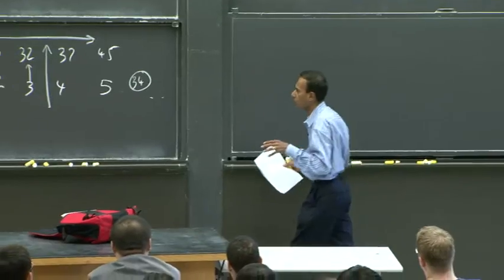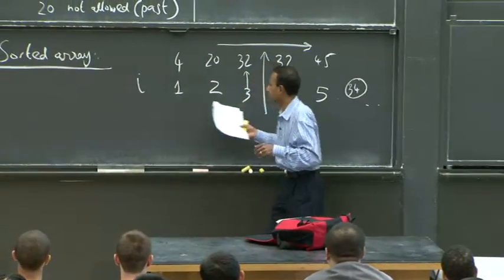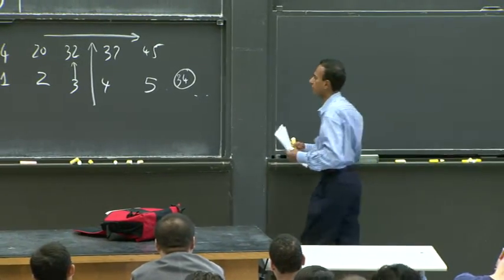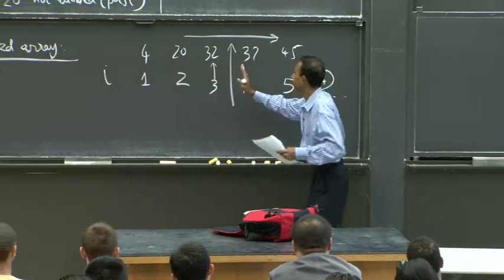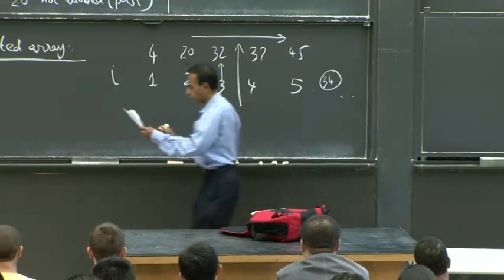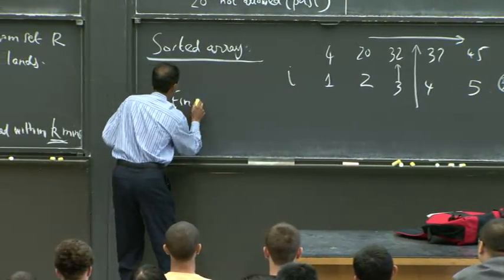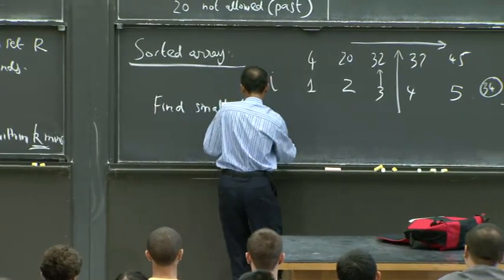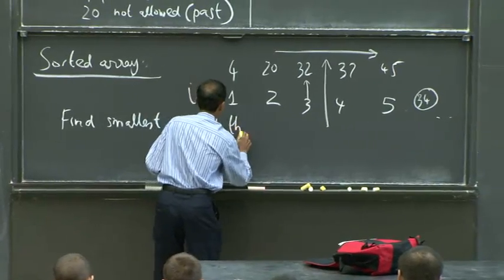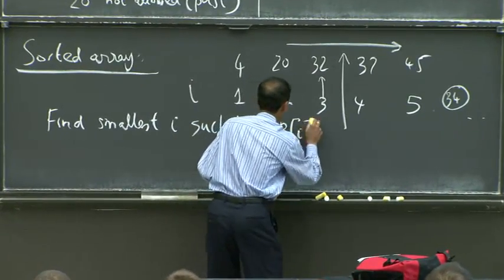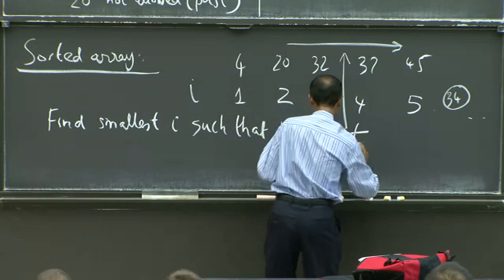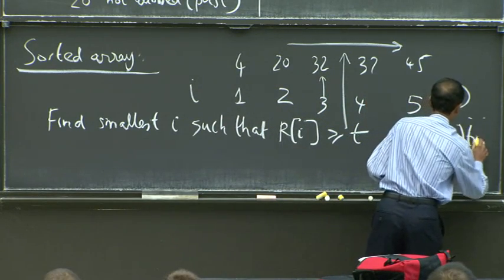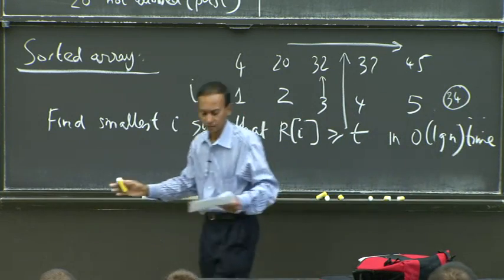Okay, it's almost what we want. There's a little bit of a glitch here. We know about binary search. Binary search is going to allow us, if there are n elements here, to find the place. It's going to be able to find, and I'm going to be precise here, the smallest i such that R of i is greater than or equal to t in order log n time. Okay? It's going to be able to do that.